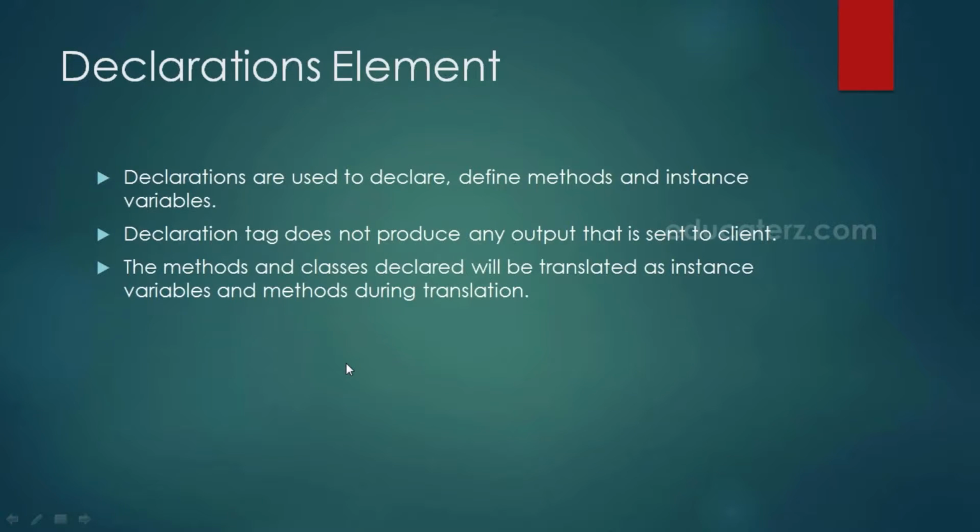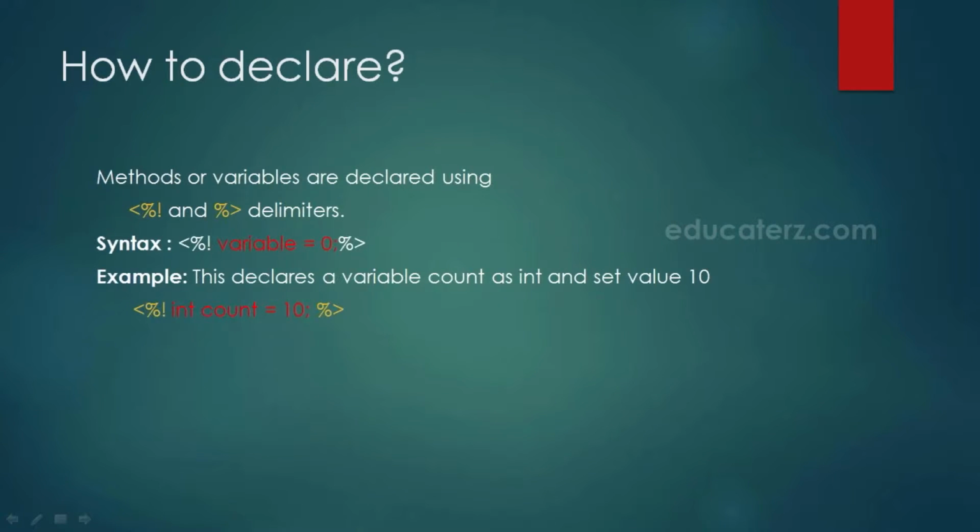Declaration tags are mainly used to declare and define methods and instance variables. These don't produce any output that would be sent to the client. They just act as instance variables and instance methods inside a servlet during the translation. This is how we declare: we give an extra exclamation mark while we are declaring methods or instance variables.